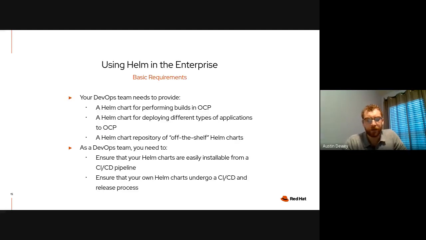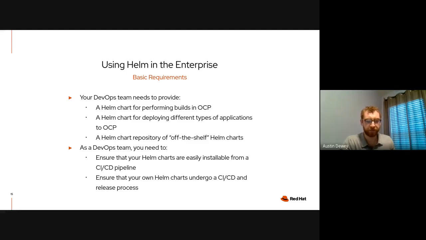So your DevOps team or your OpenShift team, they need to provide a couple of things for developers interested in onboarding onto OpenShift. You need to provide a way for teams to easily build applications in OpenShift. So if we convert this into Helm requirements, a Helm chart for performing builds in OpenShift would be really nice to have. And then on the flip side, for deployments, you're probably going to want to provide a way to allow them to easily deploy their applications. And you can create a Helm chart to allow them to do that as well.